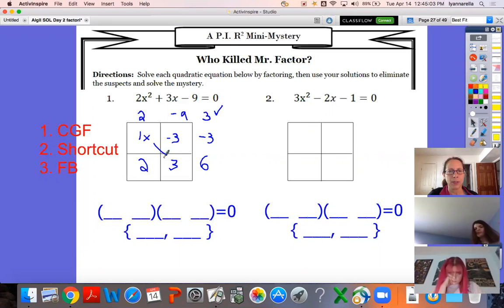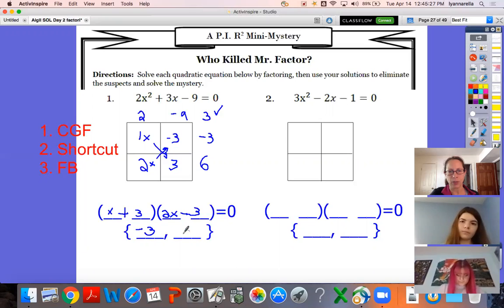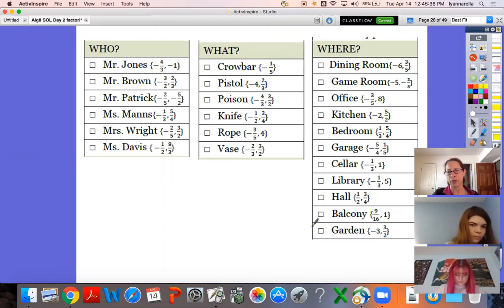So I say 1x plus 3, and I say 2x minus 3. And you have to use your two factors to get your zeros. So I set this factor equal to 0. If I say x plus 3 is 0, then x must equal -3. And if I say 2x minus 3 equals 0, x has to be 3/2. And you can write that out step by step. So now I have to go into my worksheet and find where there's a -3 and a 3/2. And right there is a -3 and 3/2. So I would check off the garden. That's not where the murder happened. Got it?